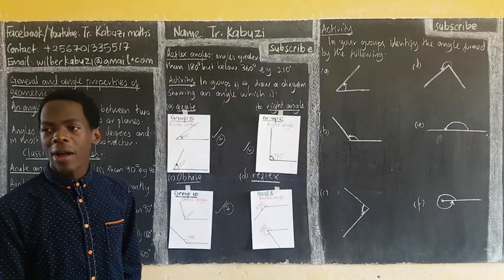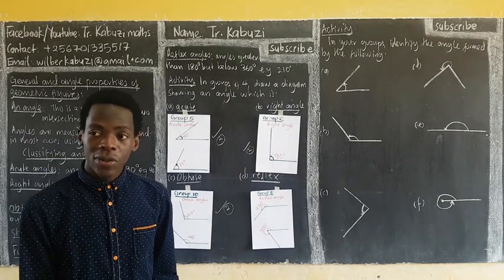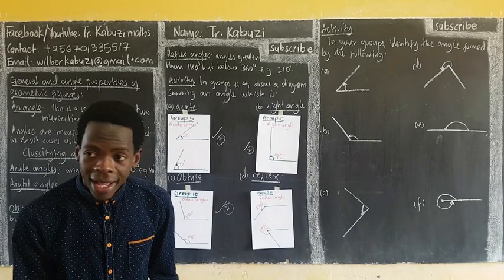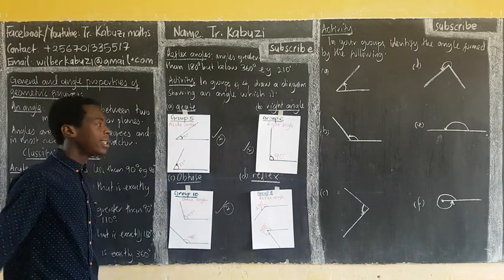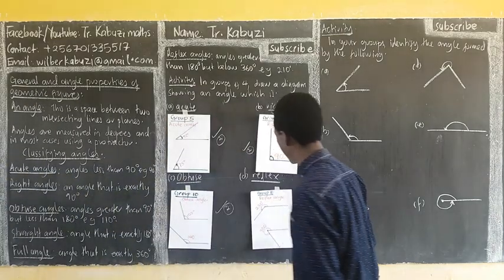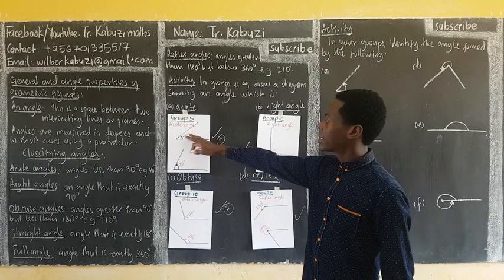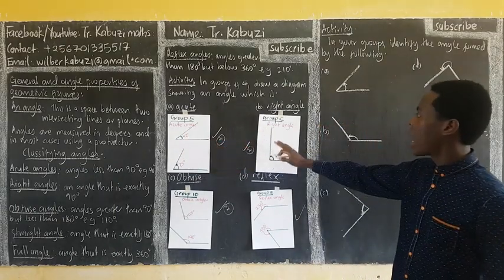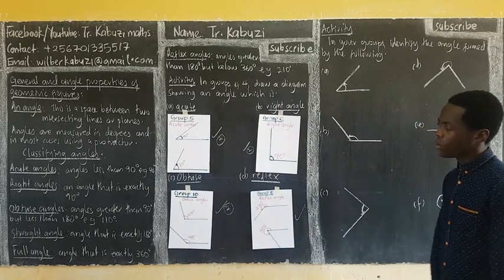No, if it was below 180, it would be obtuse or acute. So these groups are very okay. So you also mark this one. This is very okay. So this is what I call acute angles. This is how they look: a right angle, obtuse angles, then reflex angles.